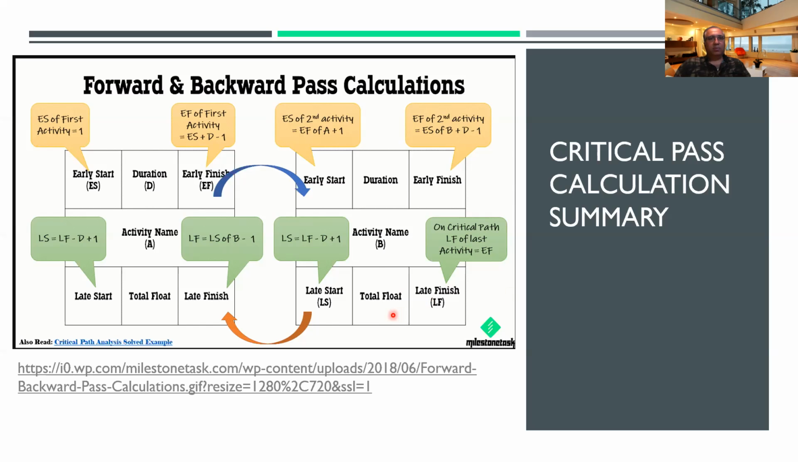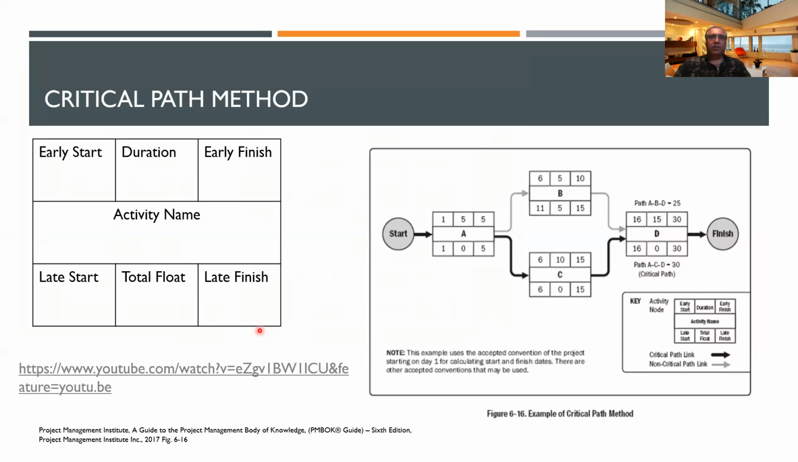That is your float. So here you see the total float, right? Here it's 0. Why is it 0? Because there's no difference between early start and late start. If there's no difference between the early start and the late start, you have a 0 float. Here, the float is going to be 11 minus 6, which is 5. 5 is the float. Here, 6 minus 6 is 0. 0 float. Here, it's 0. So that is the float. The float is the difference between early start and late start.